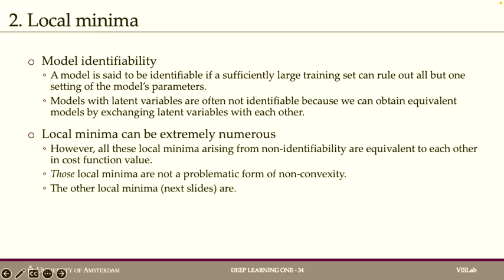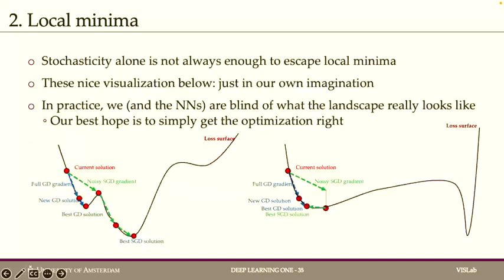The local minima that we have in the next slides, they are the ones we need to be careful about, and they are the ones which make the optimization difficult.